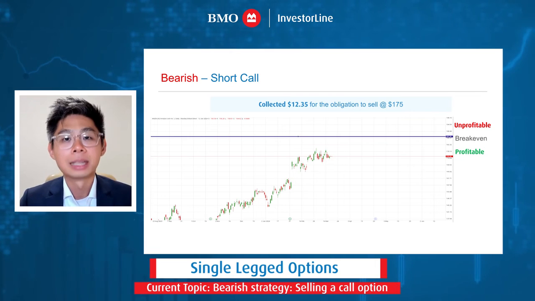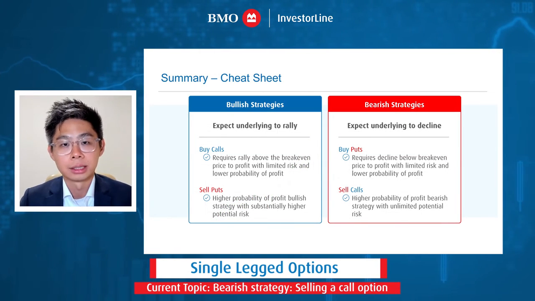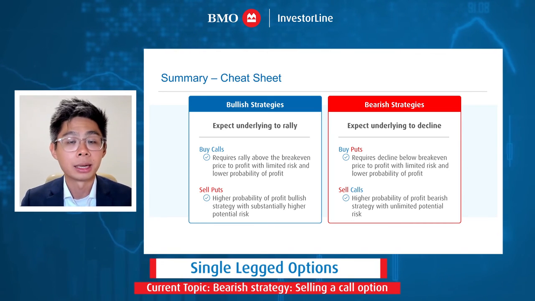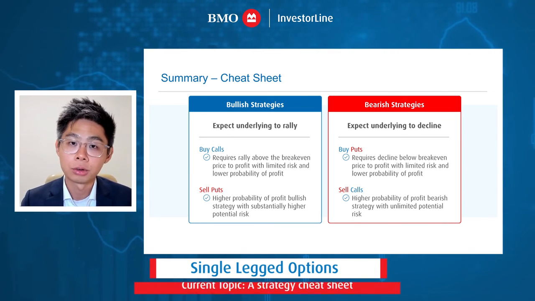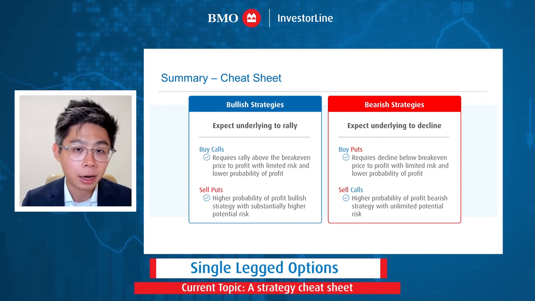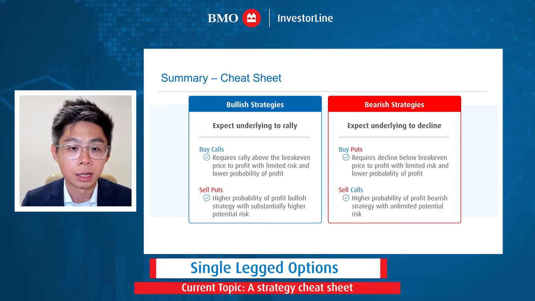So with that, let's now review what we discussed during today's session. We talked about bullish and bearish strategies by breaking down the two different option contracts, a call and a put, and looking at the buyer of a call and the buyer of a put and the seller of a call and the seller of a put.